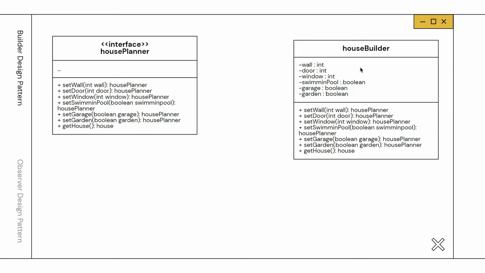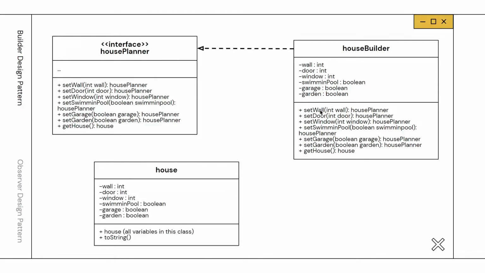This house builder has the following variables, which are wall, door, window, swimming pool, garage, and garden, and it will implement the methods from the interface. From those methods, this house builder class will return these values, and ultimately, with the help of get house, it will return the actual object using those methods.